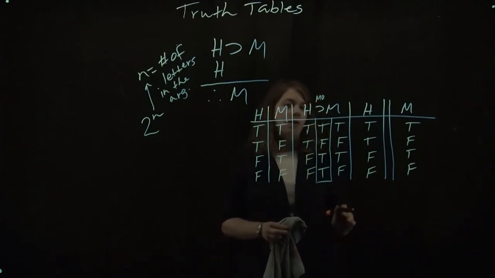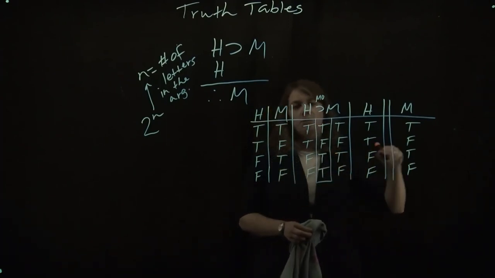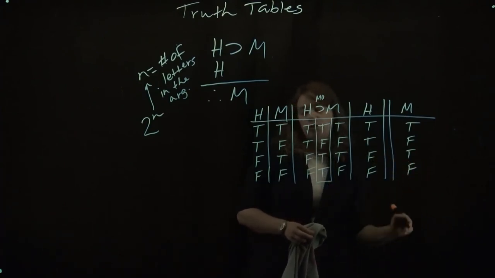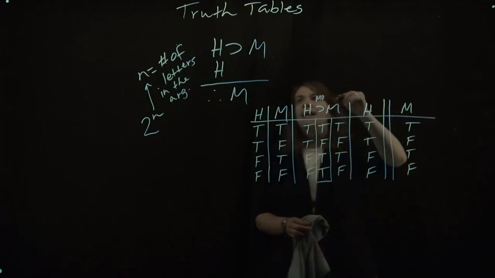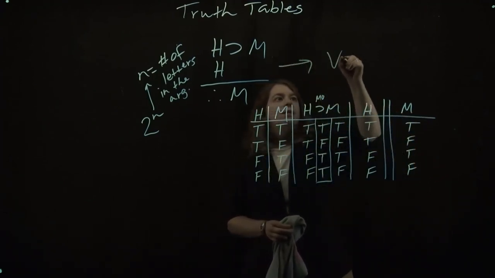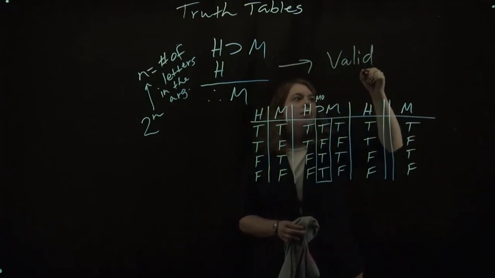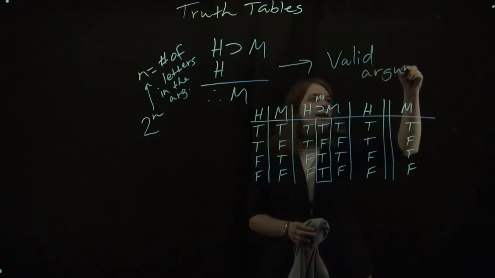So because we have no case in which every premise is true on one row and the conclusion is false, because there is none whatsoever, we can say that this argument here is a valid argument. It has a valid form.